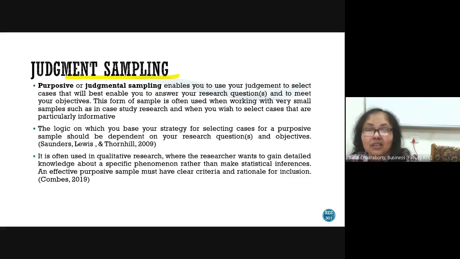Next comes judgmental sampling, which is also known as purposive sampling, which helps us to use our judgment to select cases which will best enable us to answer our research questions and also to meet our objectives. It's often used when we are working with very small samples, such as in case study research, where you wish to select cases that are particularly informative. The logic on which you base your strategy for selecting cases for a purposive sample should depend on your research questions and your objectives.